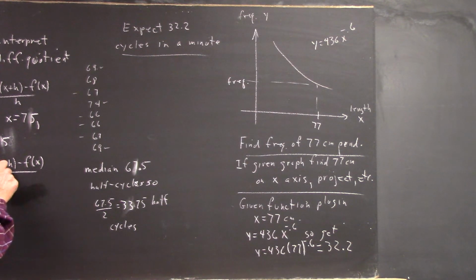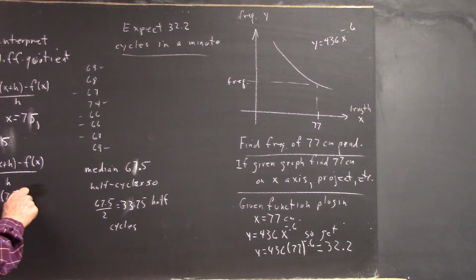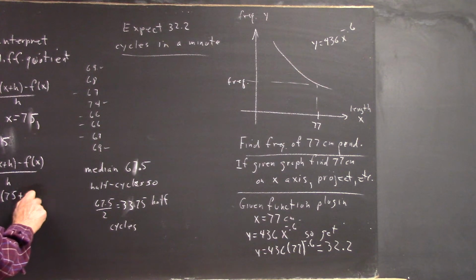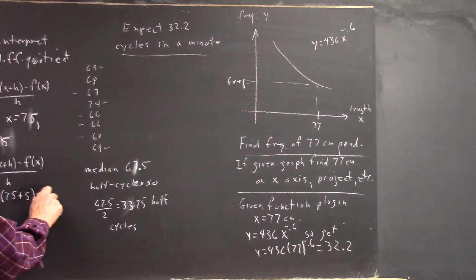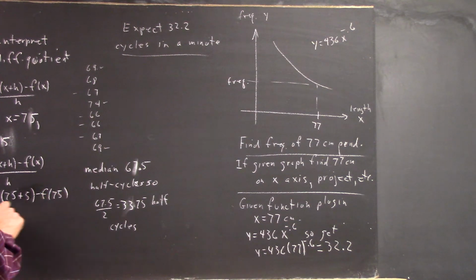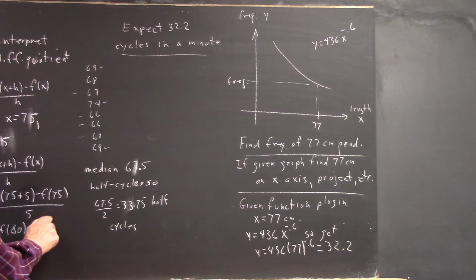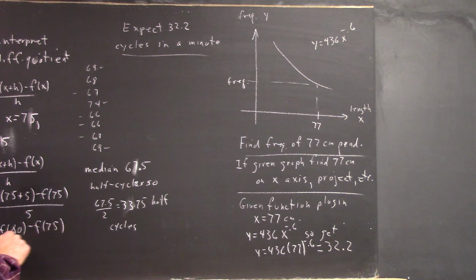It's f of x plus h, x is 75 and h is 5. Then of course x is 75 and this is 5, right? And of course that's f of 80 minus f of 75 over 5, right?